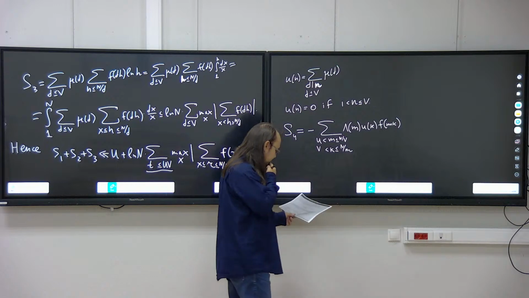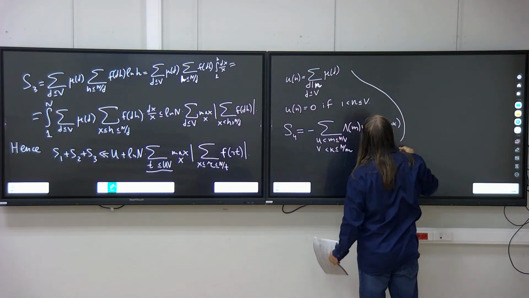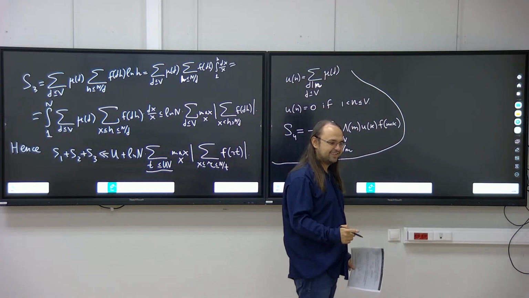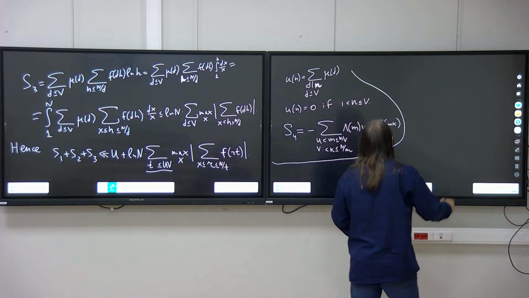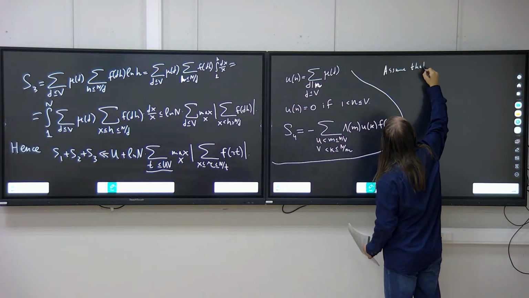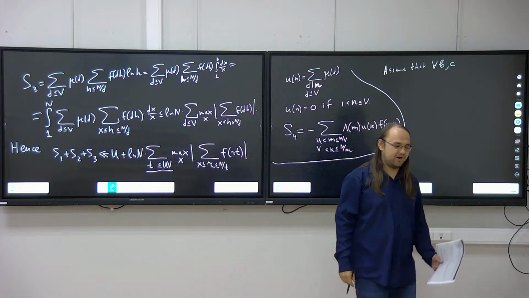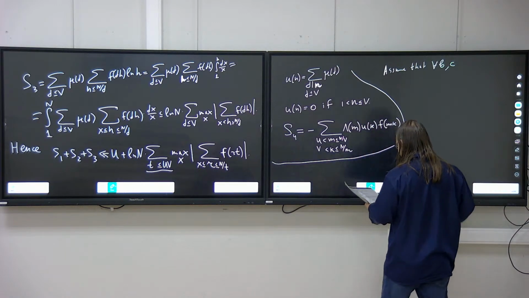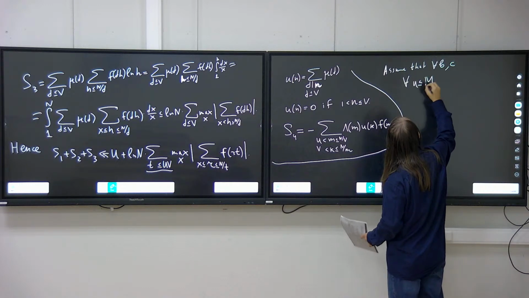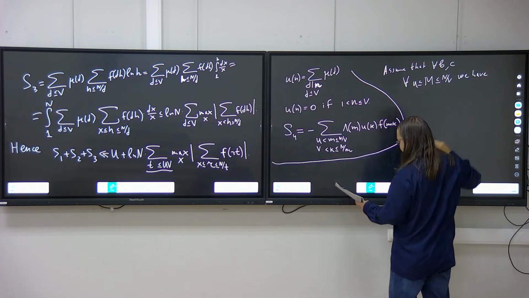So what are we going to get? Here I need you to accept one assumption, which we will prove next. Assume that B and C are sequences. For all sequences B and C, and for all M between U and N over V, we have the following.